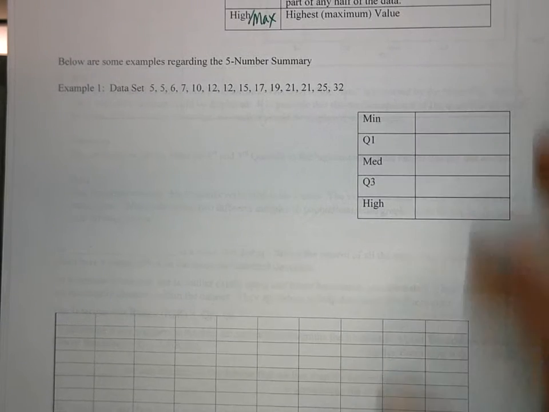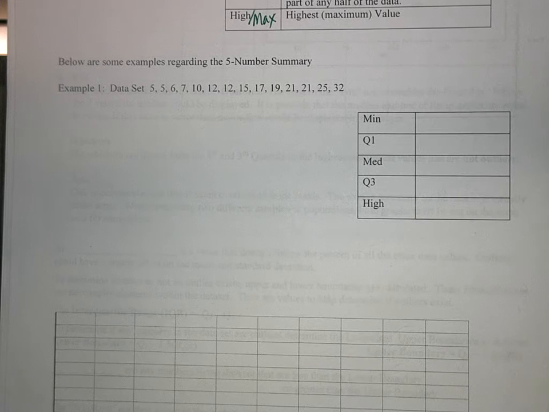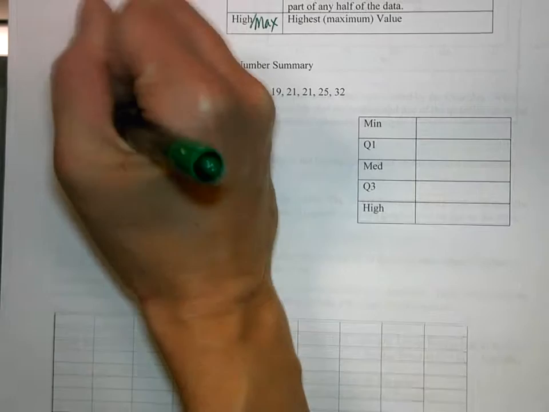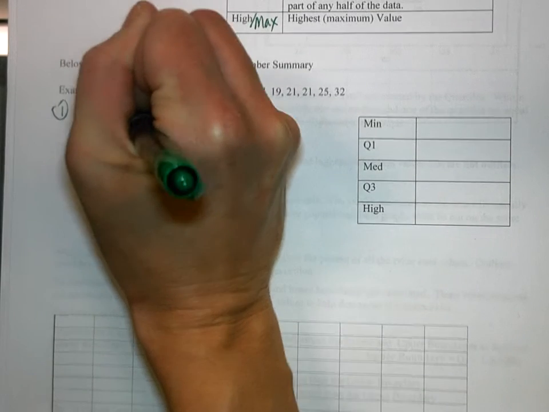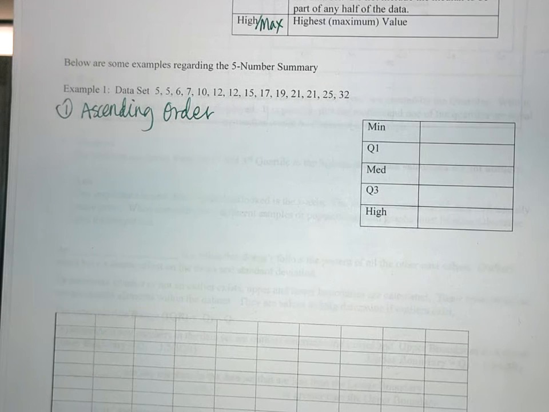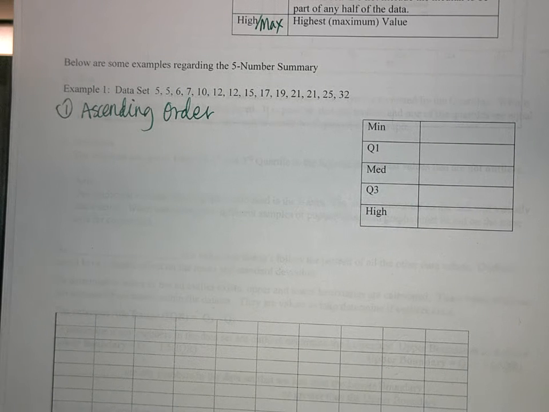So, we are going to look at this data set. Now, first of all, with 5-number summaries, you want to always make sure that they are in ascending order. So, this set of data, if you look here, is it in ascending order? Smallest to greatest. Yes, so that just made our life very easy, okay?